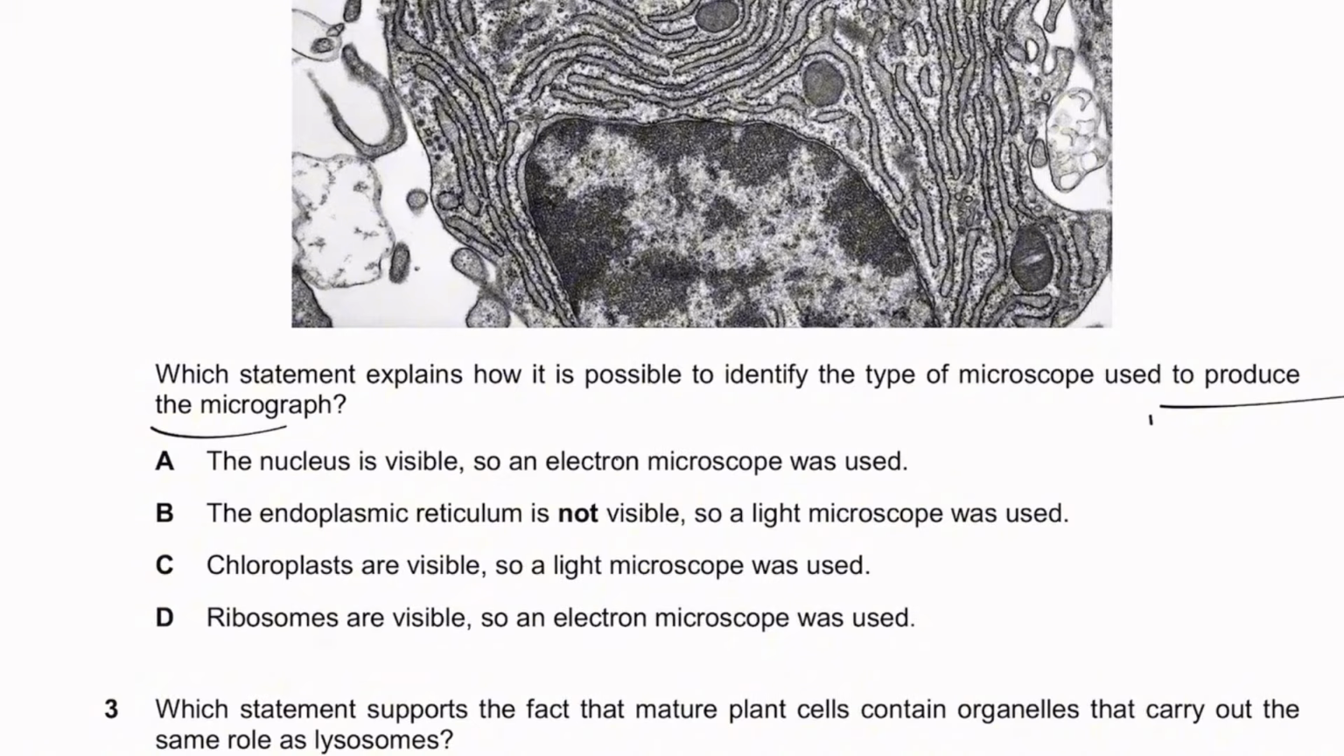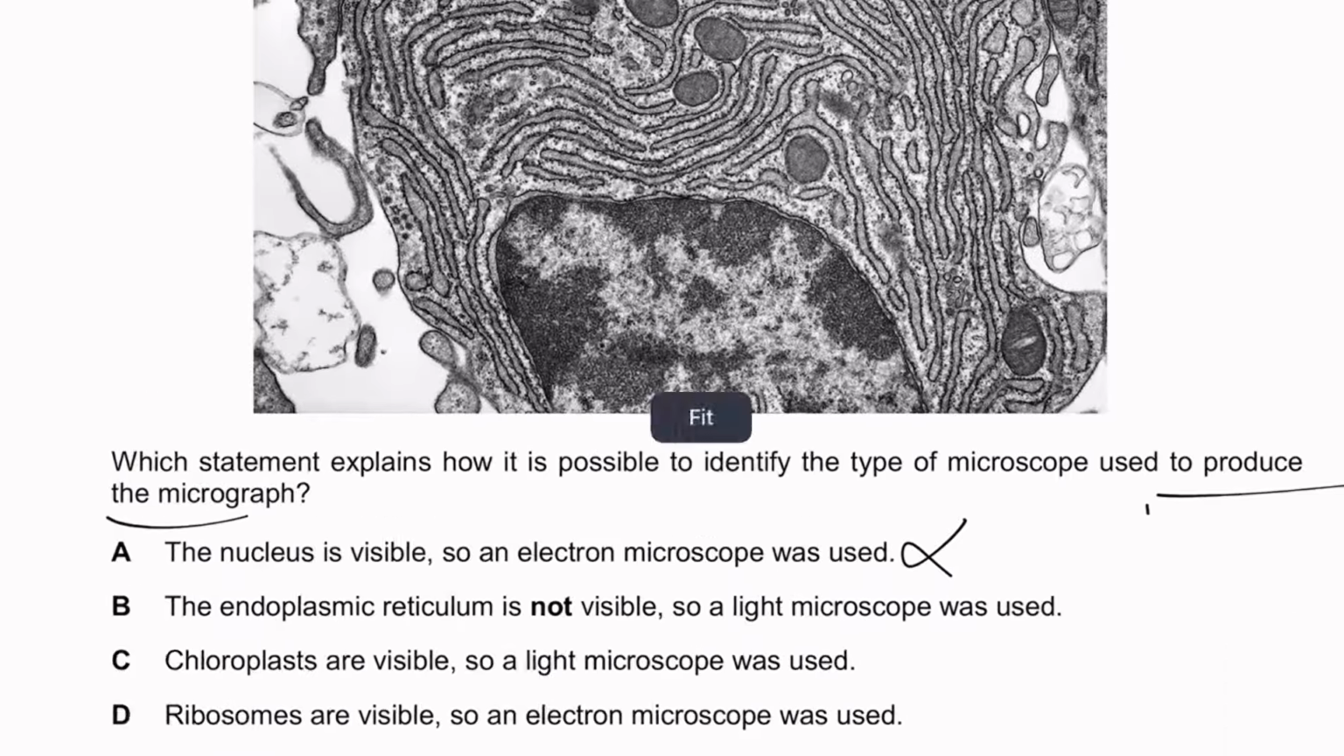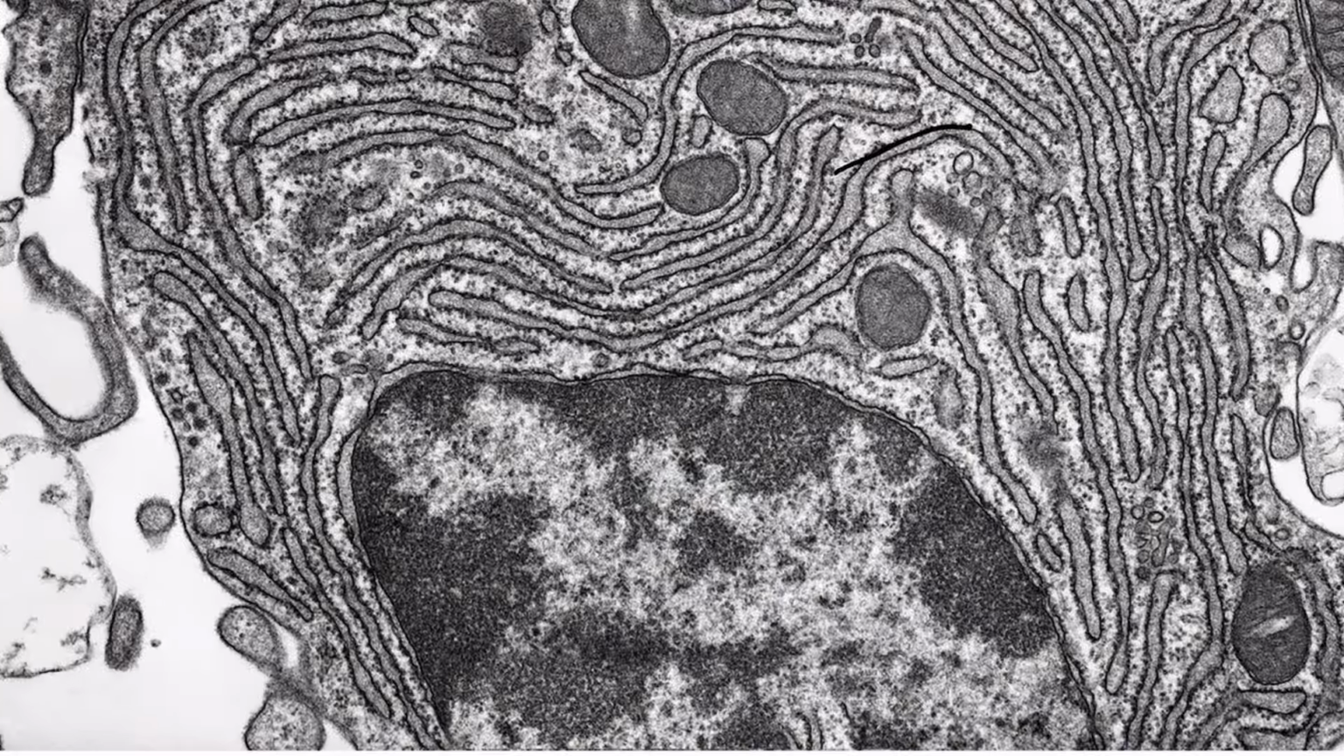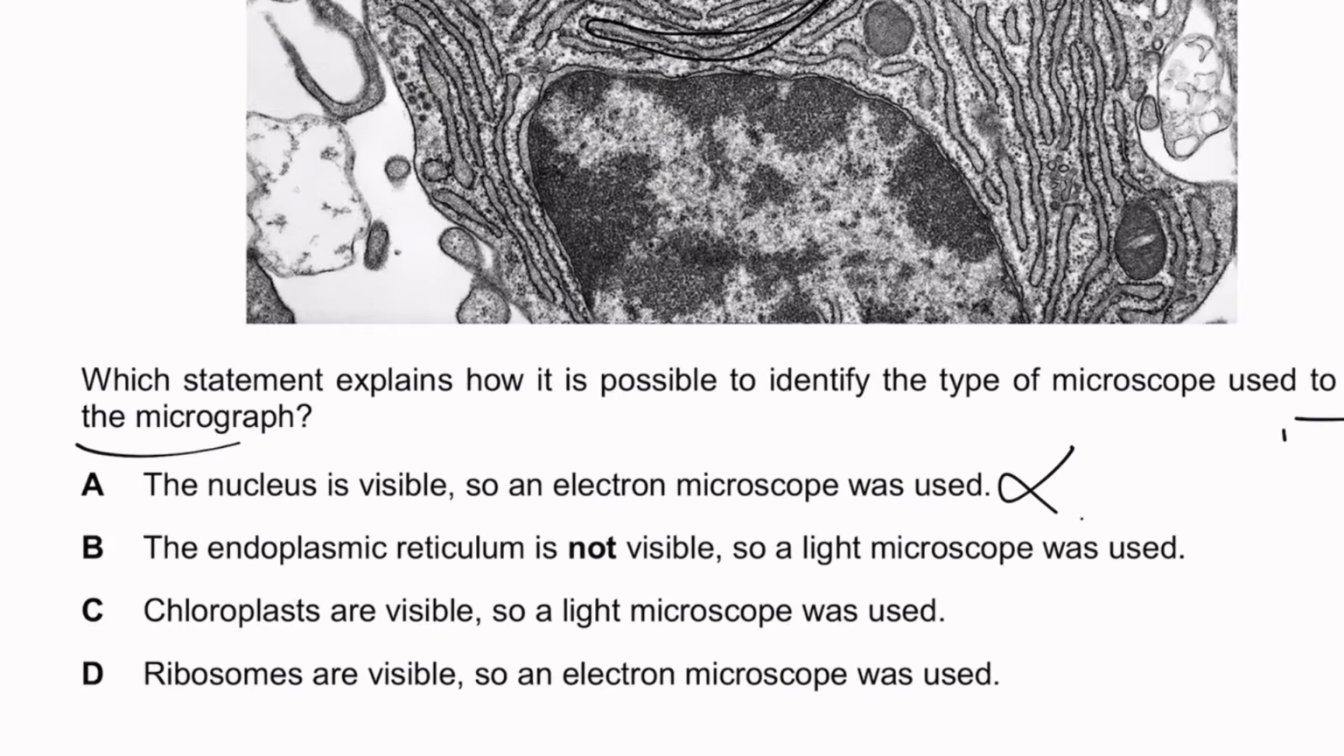The nucleus is visible, so it's an electron microscope. No, the nucleus is visible whether it's a light or electron microscope. The endoplasmic reticulum is not visible, so the light microscope was used. Actually, we can very clearly see the endoplasmic reticulum, which are these folds over here. So that's also wrong.